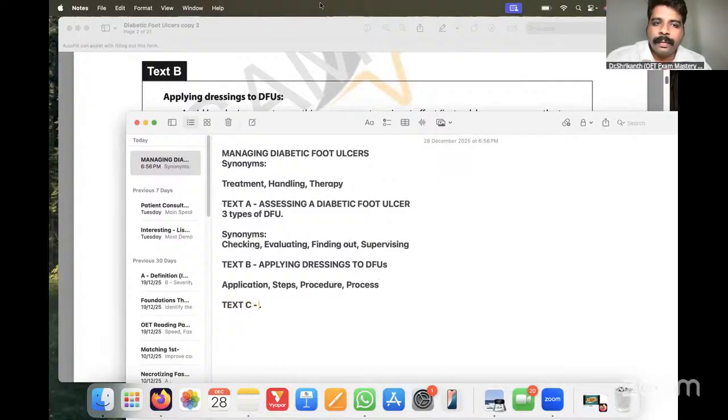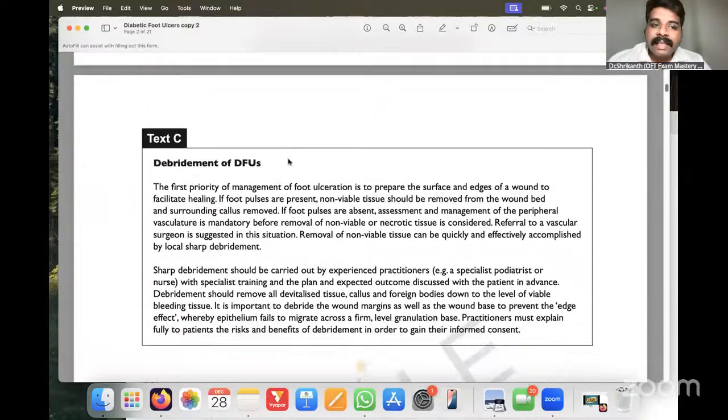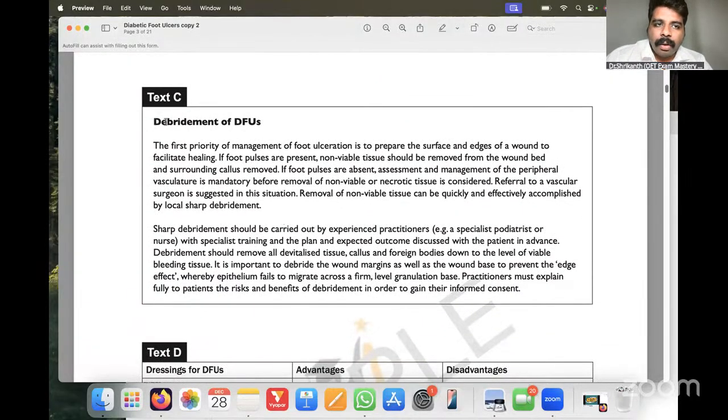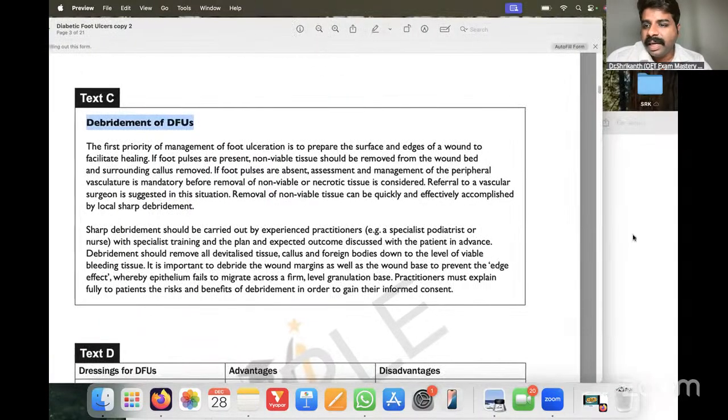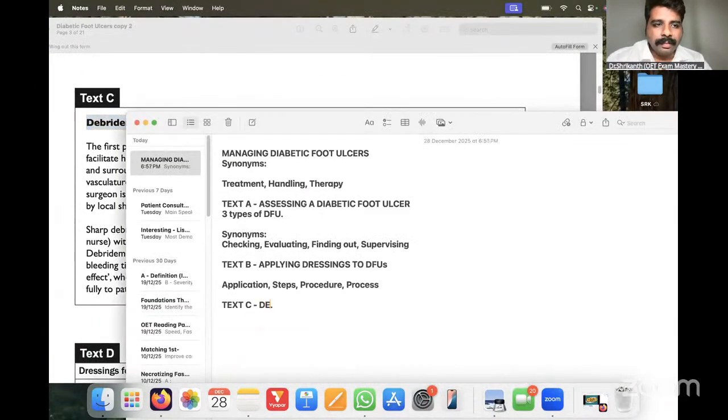Now let's come to text C. What is the one piece of information text C is dedicated to? Debridement of DFUs. Debridement basically means tissue removal. That is a medical term. So the synonym for debridement is tissue removal. Text C is talking about how to remove the dead skin cells, how to remove the dead tissue from a patient who has a diabetic foot ulcer.